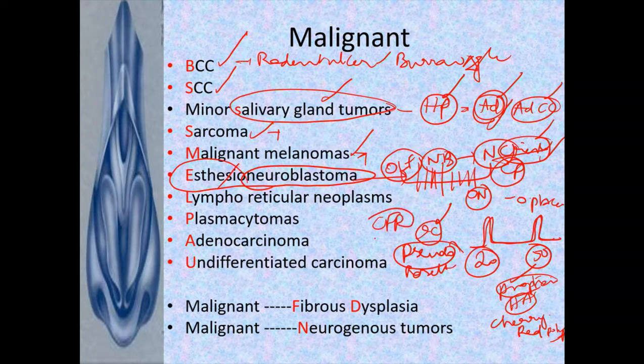Craniofacial. We will be seeing this craniofacial resection. Anyhow, this is very important, and you should have an idea about this olfactory neuroblastoma. People will be asking very commonly. Next, other tumors are lymphoreticular neoplasms, plasmacytomas, adenocarcinomas, and differentiated carcinomas. There can be benign fibrous dysplasia, malignant fibrous dysplasia, and malignant neurogenous tumors. So I told you the most important things about this olfactory neuroblastoma and about your inverted papillomas.